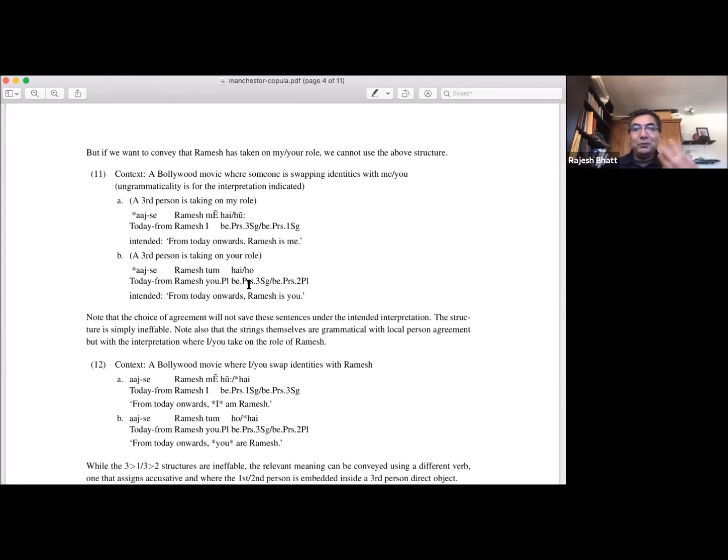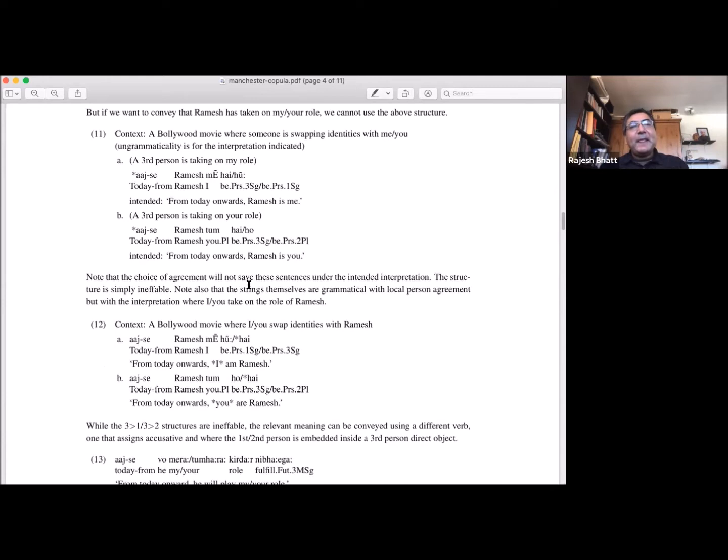They fail so catastrophically. One thing I want to add here is that, because of scrambling in Hindi, there is a way to read these strings and make them grammatical. So you can say, Aaj se Ramesh main hoon, or Aaj se Ramesh tum ho. What has happened here, and I don't know if you can hear it, is that there is extra stress on main and tum, indicating that Ramesh has been topicalized.